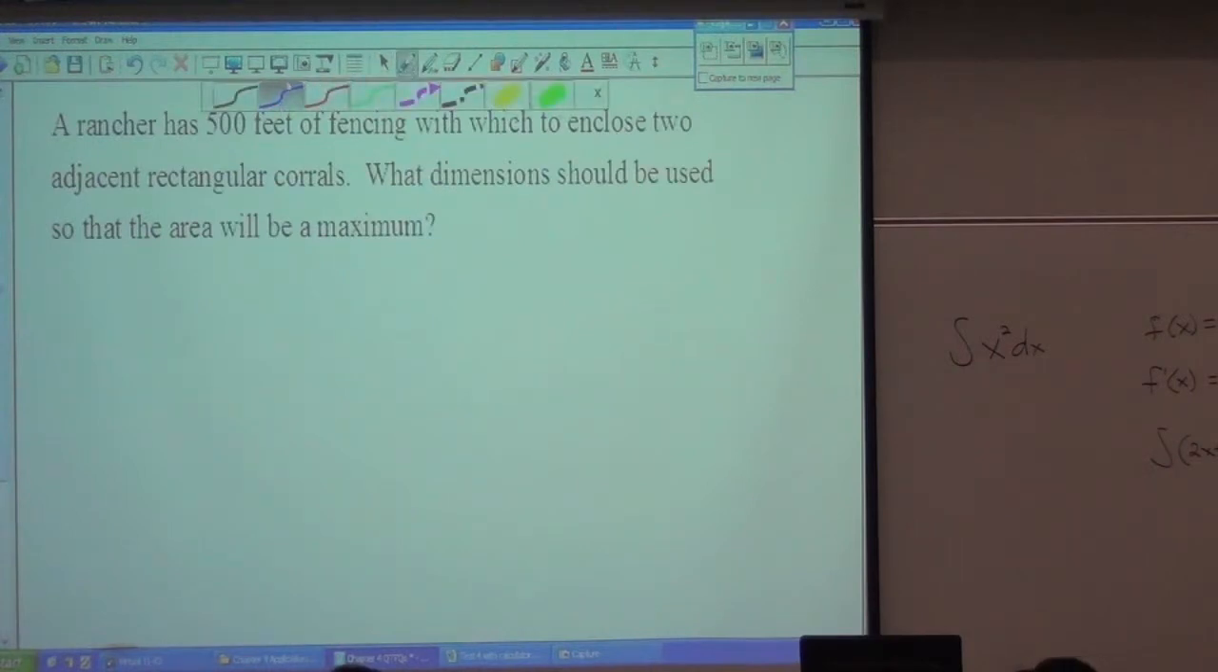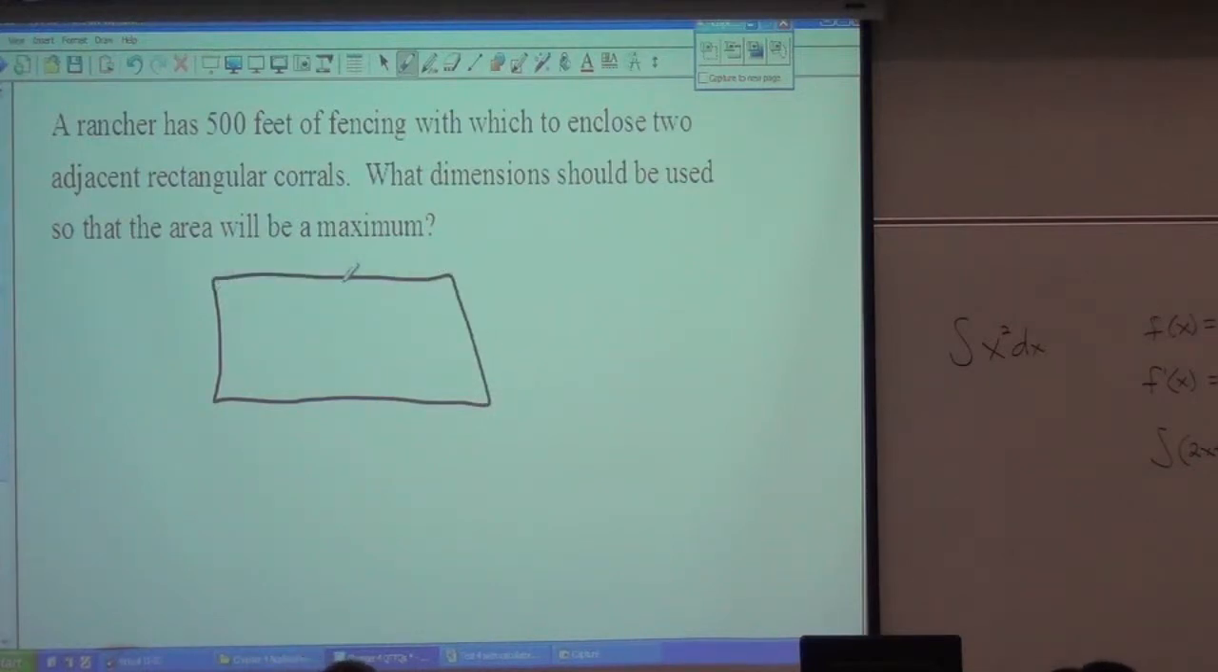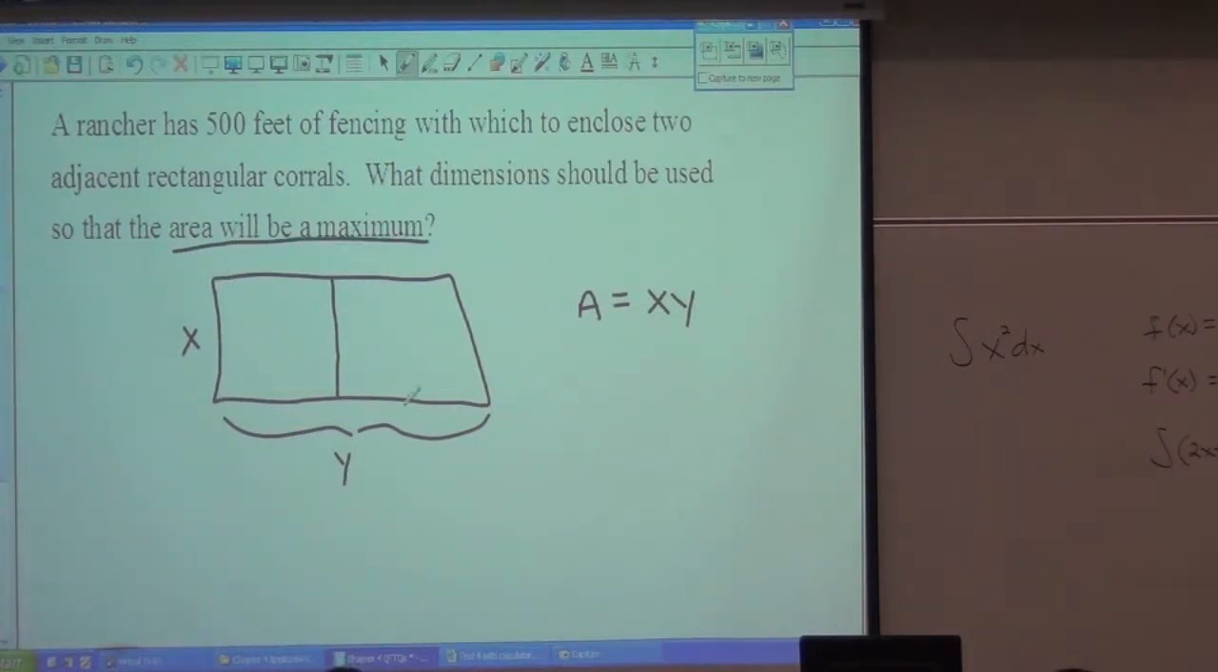So a rancher has 500 feet of fencing with which to enclose 2 adjacent rectangular corrals. So there's going to be 2 corrals, right next to each other. What dimensions should be used so the area would be a maximum? Let's call this x, and all the way across here y. What would the area of that be? x times y, right? That's what we want. We want the area to be a maximum.